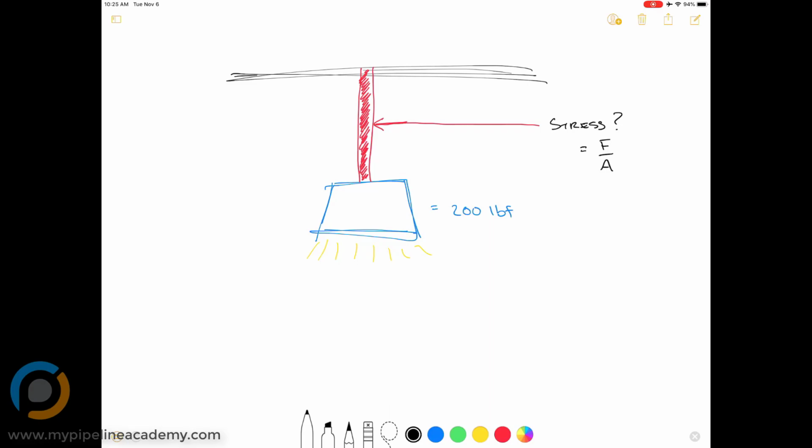So in this case, what element is being loaded? The aluminum is being loaded. That's right. 200 pounds of force. That's right. Yep. And let's assume that this aluminum has a circular cross section.